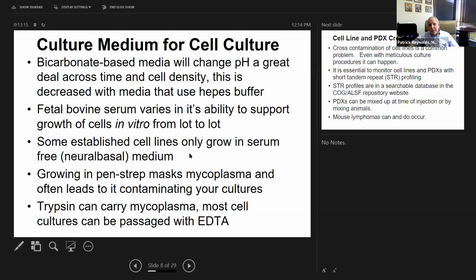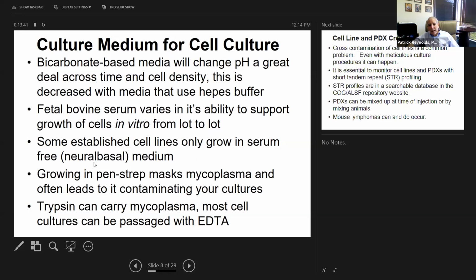Some of the established cell lines, as I said, are not going to grow in just any fetal bovine serum that you get. You've got to make sure it's good fetal bovine serum. And some of them, and we annotate those in the repository, are only going to grow in serum-free media. We use neural basal medium for some of the neural cells and neuroblastoma, the gliomas, etc. Some of them will only grow in this, but most of them will grow in fetal bovine serum containing medium.